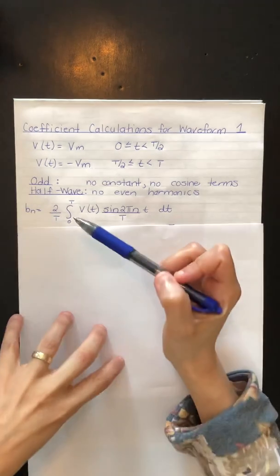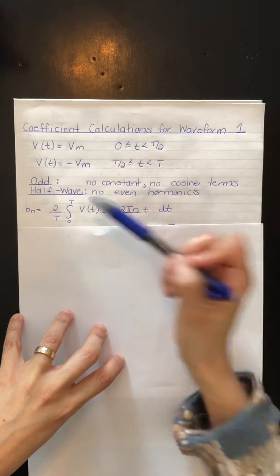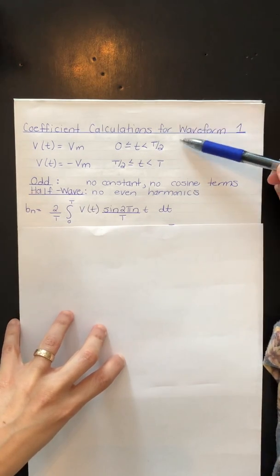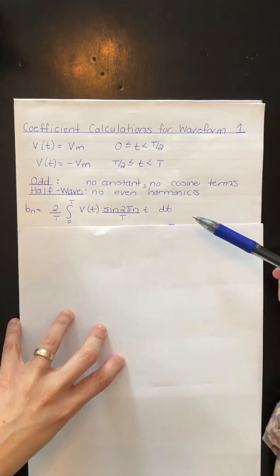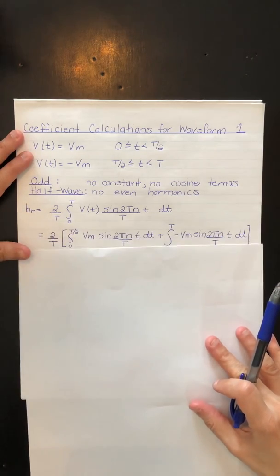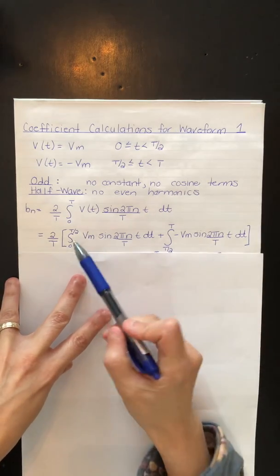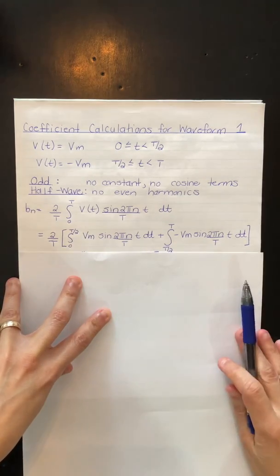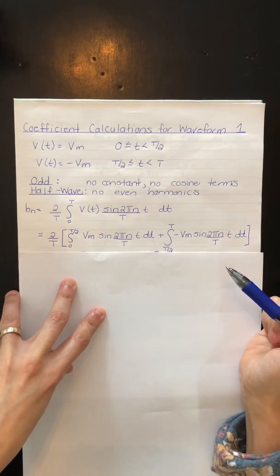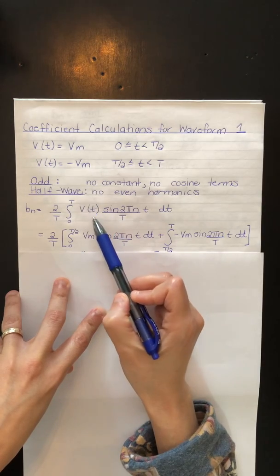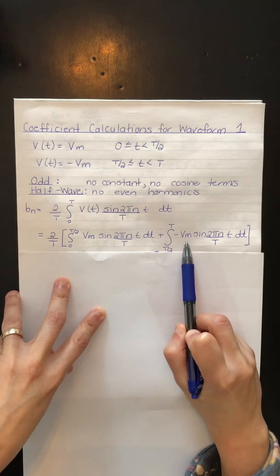The formula itself has a lower limit of 0 and an upper limit of capital T. Our waveform, however, has two distinct pieces, which means we have to split our integral like this. The first integral will go from 0 to T over 2. The second from T over 2 to T. V of t is replaced by Vmax here and negative Vmax here.